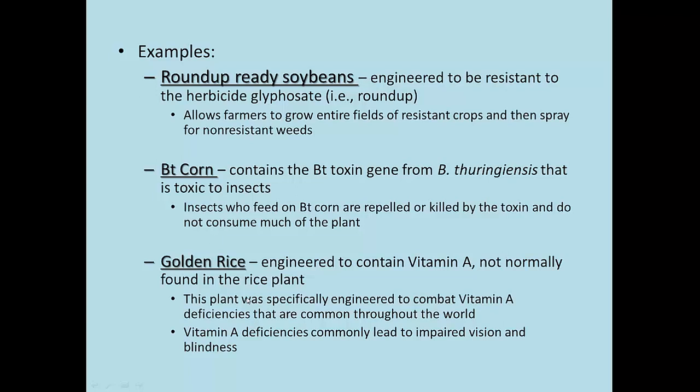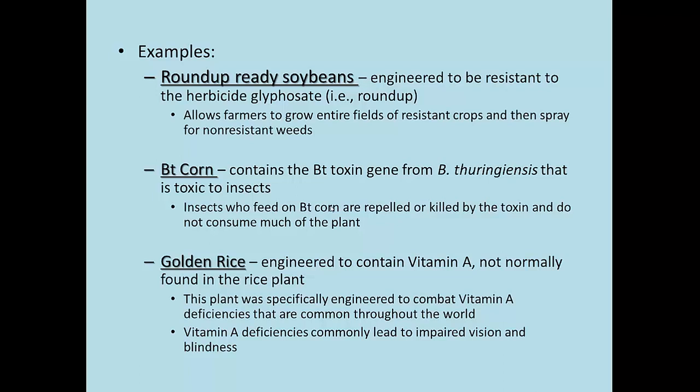Now, these are not the only three examples of GMO plants, but this is an interesting example that I think gives you an idea of a positive use of GMO technology. So this is an example called golden rice. And golden rice is a rice plant that has been engineered to contain a precursor to vitamin A. It actually contains the precursor to vitamin A, which is a chemical called beta-carotene.